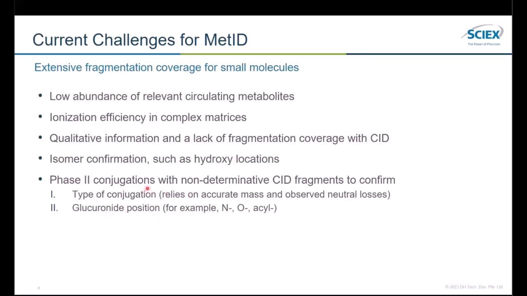This is especially the case, for example, for phase 2 conjugates, where the CID fragments basically don't help much to localize your site of biotransformation. For these types of conjugations, you basically rely on accurate mass and observed neutral losses. For example, for glucuronides, you only see the neutral loss of 176, and your MSMS spectra usually comes from the drug. So it is very important to generate much richer MSMS spectra that contain the information from your conjugates so that you can identify the site of biotransformation.